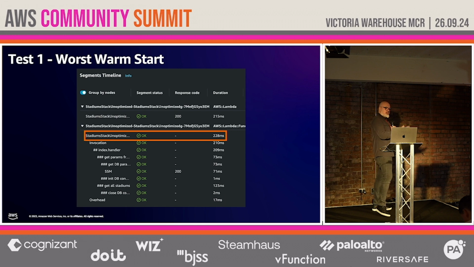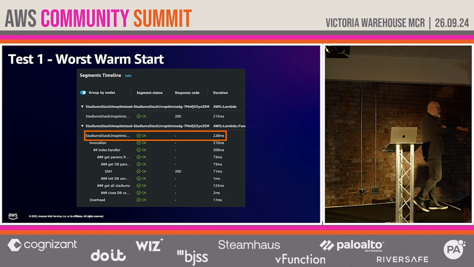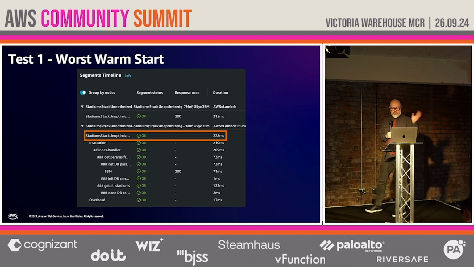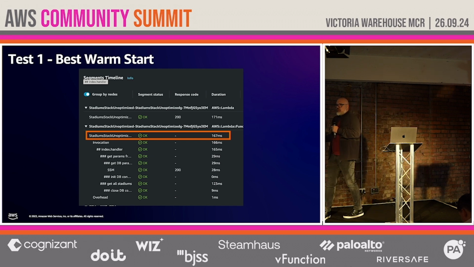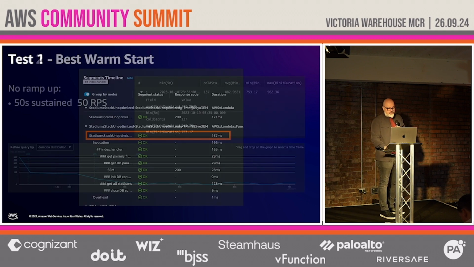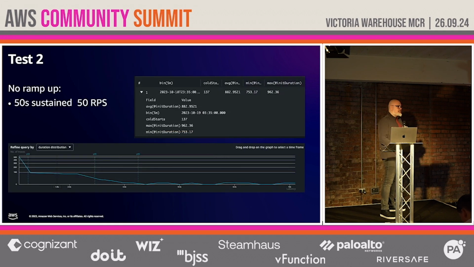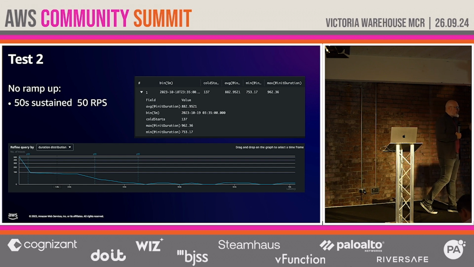On the other side, we have the warm start. The warm start is where the micro VM is already there, and it just starts to execute things, right? So it skips the initialization because it's already there. As you can see in this case, exactly the same query, exactly the same thing, but we have different performance results. We have 228 milliseconds on one, and the best one was 167. Overall, if you're saying, I have an API, I don't have a specific SLA, it's not too bad.